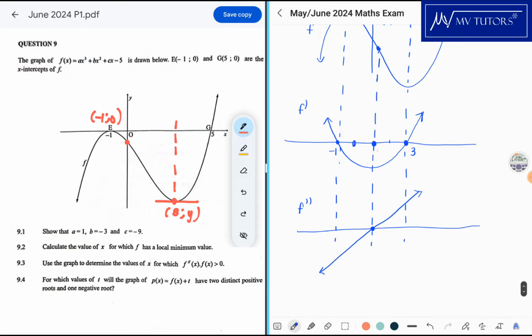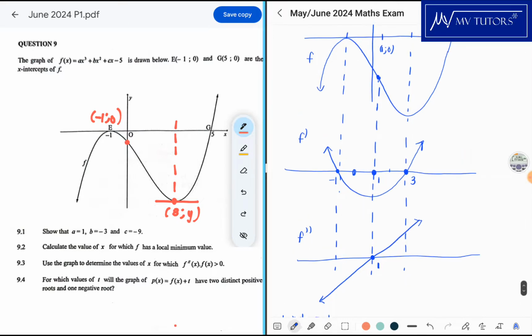So here I'm going to get 1. So basically at 1, that's the x-intercept of the second derivative. So if I take my second derivative and I multiply it by the original function, I must get a positive answer. Okay, so basically how do I get a positive answer? Positive times positive will give me a positive. Negative times negative will give me a positive. Okay, so that's what I'm looking for.